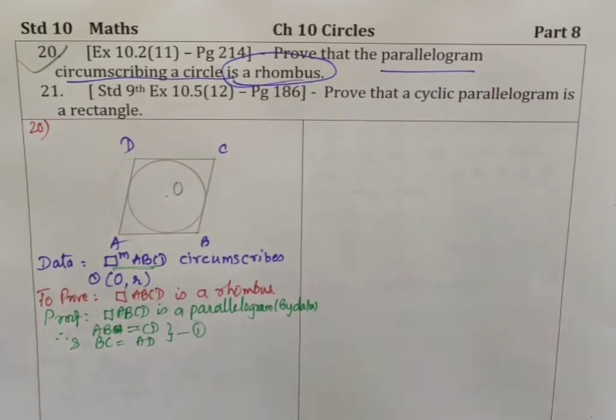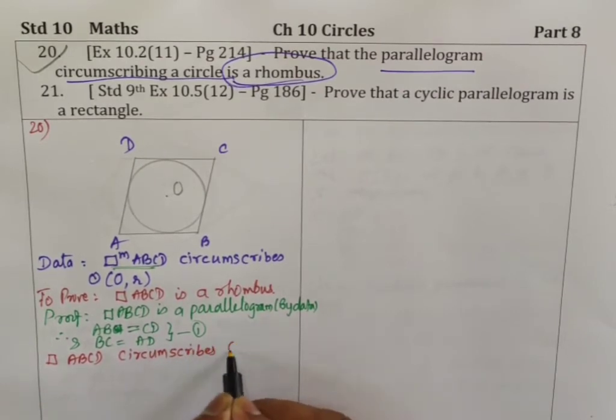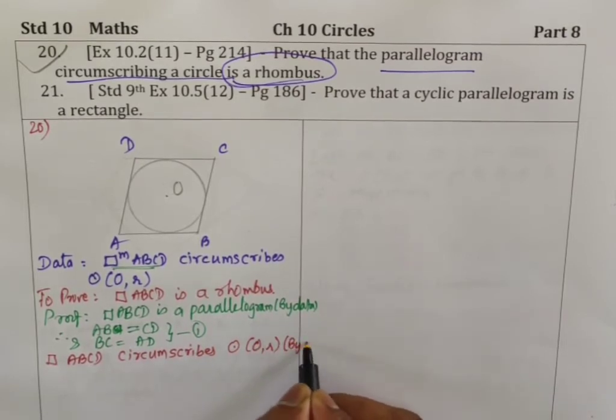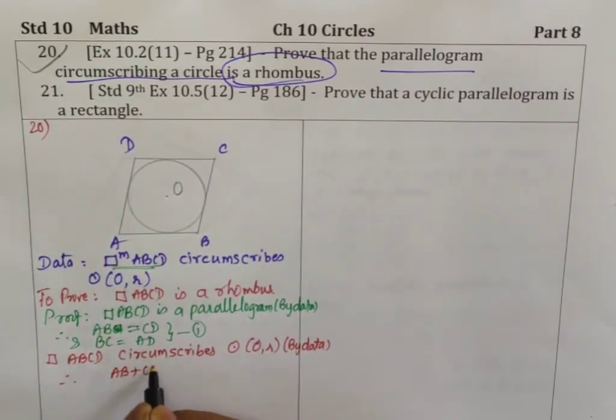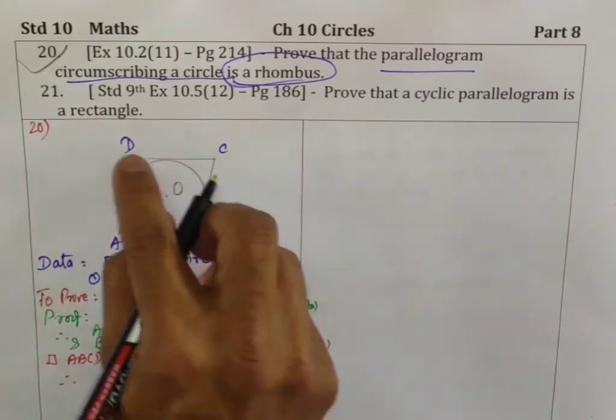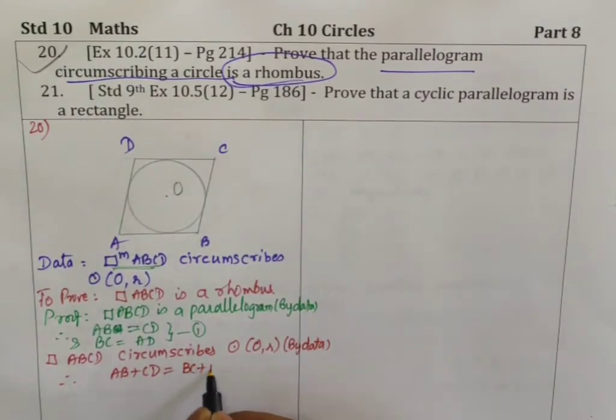All right. Also, quadrilateral ABCD circumscribes a circle with center O and radius R. Again that we have by data. Therefore, AB plus CD is equal to BC plus AD, by result.